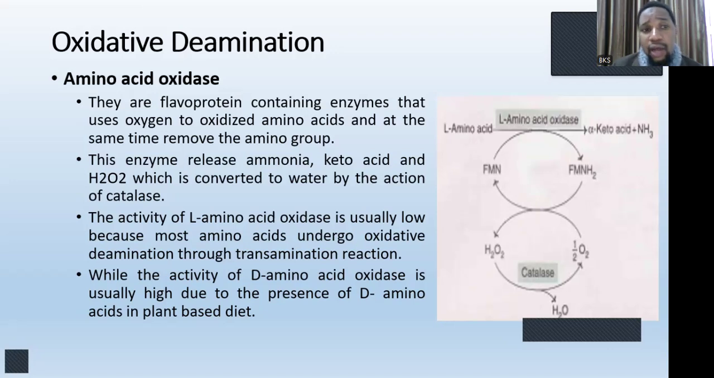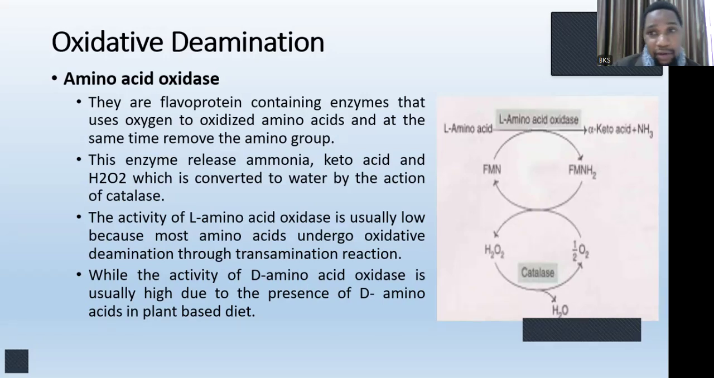So there are two amino acid oxidases: L-amino acid oxidase and D-amino acid oxidase. The activity of L-amino acid oxidase is very low because it only acts on L-amino acids, which are found in the biological system, and the majority of them are converted to glutamate. So you see the activity of L-amino acid oxidase is very low.